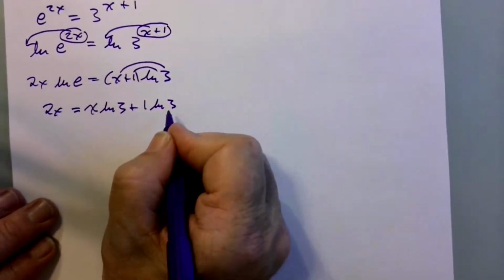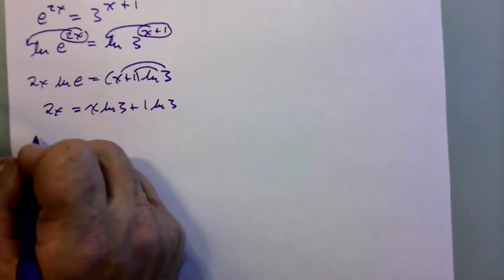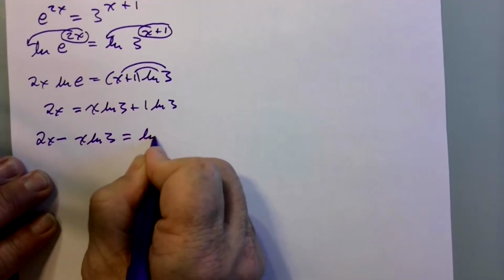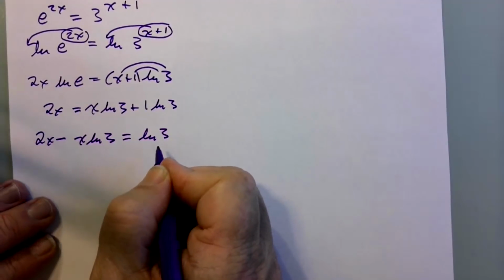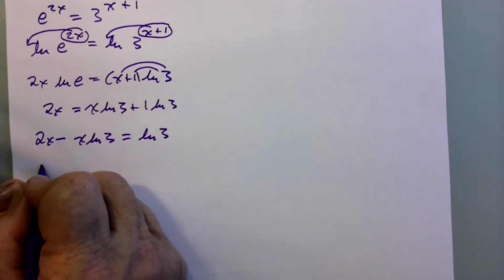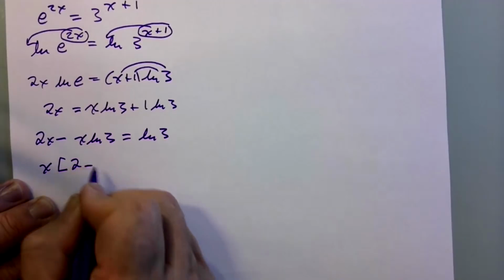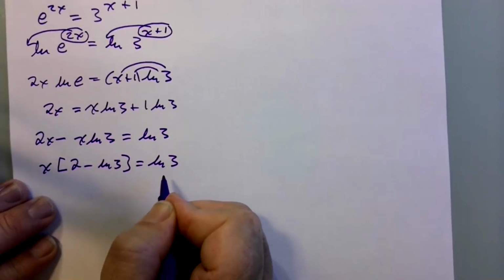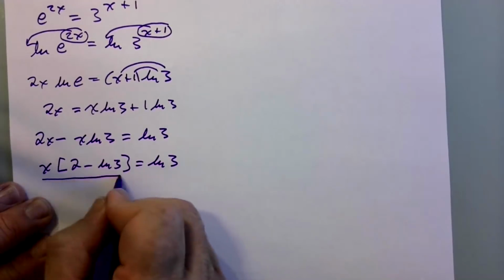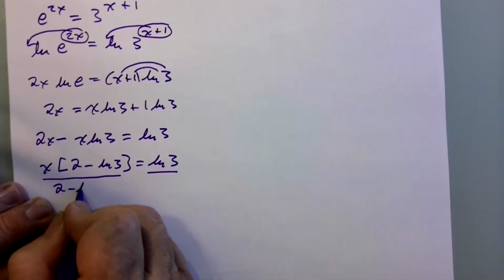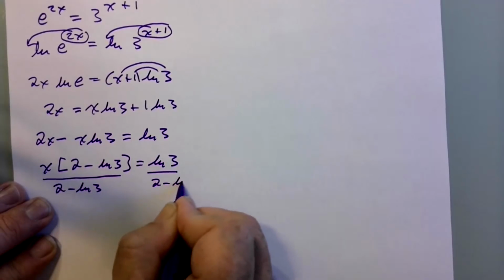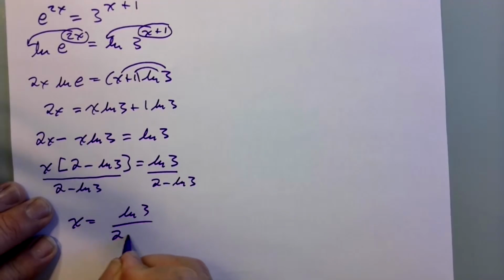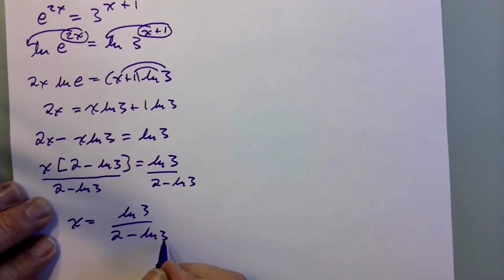Let's get all of the x's on one side. So we're going to subtract x natural log 3 from both sides. 2x minus x natural log 3 equals 1 times natural log 3. Factor out the x again. We get x times (2 minus natural log 3) equals natural log 3. And then we'll divide both sides by what's multiplying x, 2 minus natural log 3. And we get x is natural log 3 over 2 minus natural log 3.